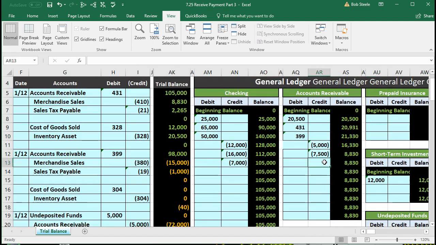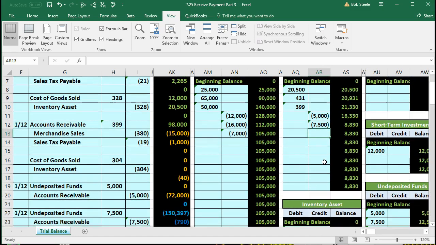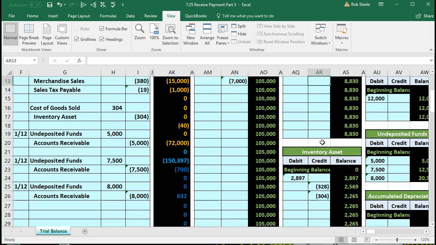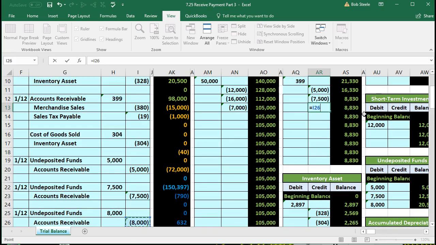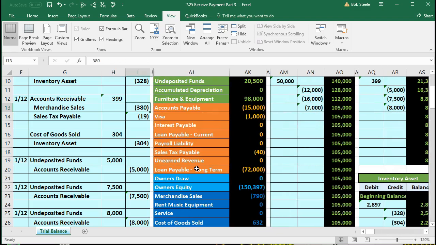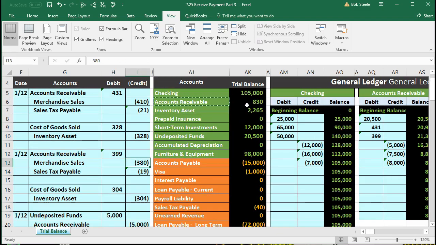We're going to go to the next available spot in AR13, and we want to make this AR13 equal to that 8,000 credit. Therefore, we will select equals, point to that 8,000 credit. That will bring the balance down from 8,830 down by 8,000 to 830. That same 830 then should still be found here in the receivable.